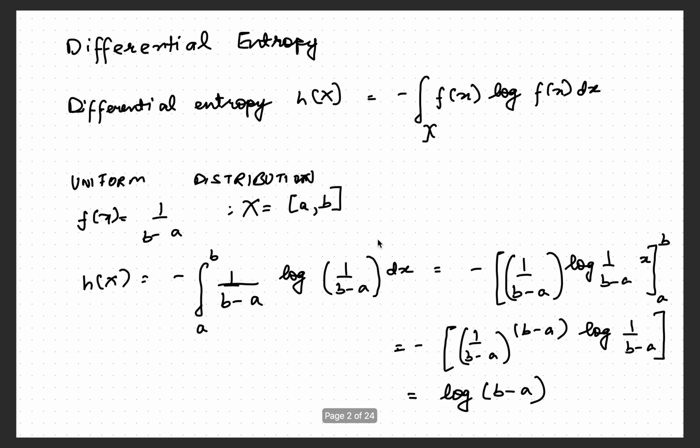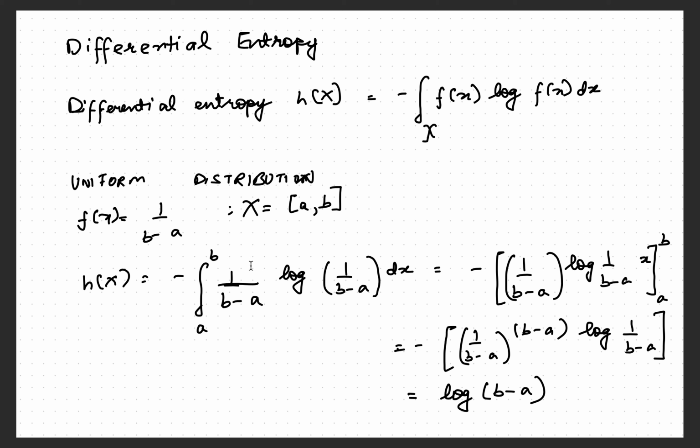Let's try to do the calculation for the differential entropy for the uniform distribution. The PDF of the uniform distribution, where the support is given over the range a comma b, is given by 1 over b minus a. Thus, we just plug in the value of f(x), the PDF, as 1 by b minus a, and we can write the entropy of x as the integration over a to b of minus 1 by b minus a log of 1 by b minus a dx.